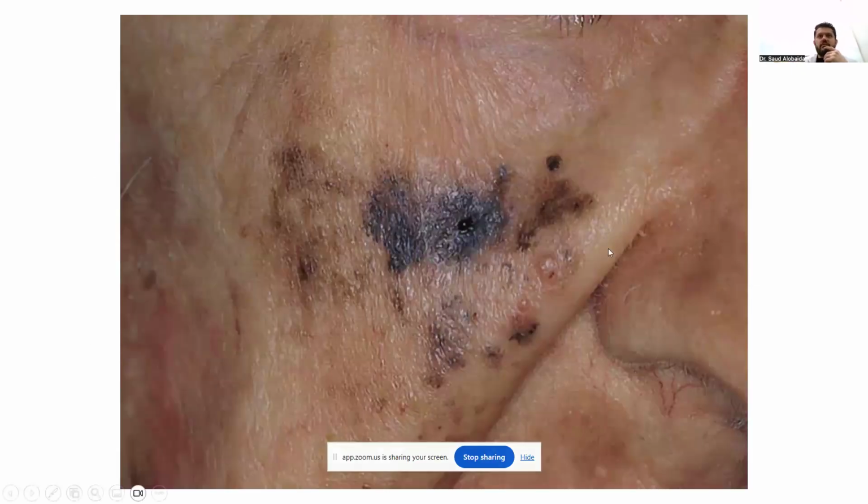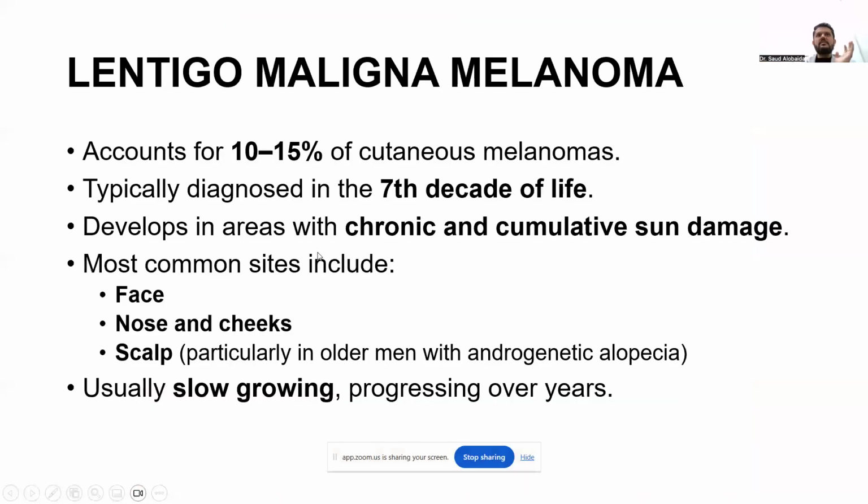All right. This is a typical old person, patchy, with different pigmentation. This is lentigo maligna melanoma. It accounts for 10 to 15%. Typically diagnosed later, this is the one that occurs more in older patients, and it tends to be with chronic and cumulative sun damage. The most common location, as you can see, is the face, nose, and cheeks, as well as the scalp and in people with androgenetic alopecia. Slow growing, progressing over years.